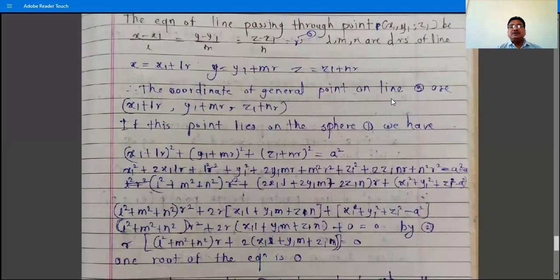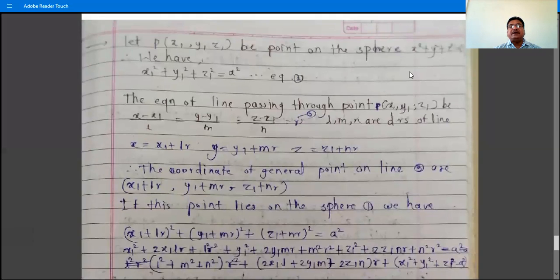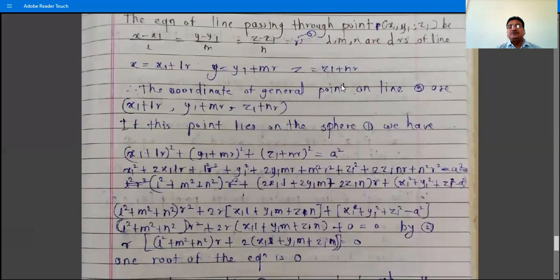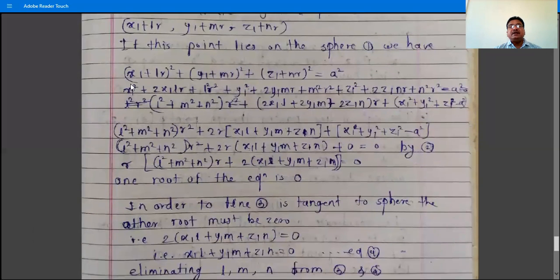The coordinates of the general point on the line are (x1 + lr, y1 + mr, z1 + nr). If this point lies on the sphere, the equation of the sphere is satisfied by this point. So substitute these values of x, y, and z. After squaring the brackets, we have x1² + 2x1lr + l²r² + y1² + 2y1mr + m²r² + z1² + 2z1nr + n²r² = a², and shifting a² to the left-hand side it equals 0.